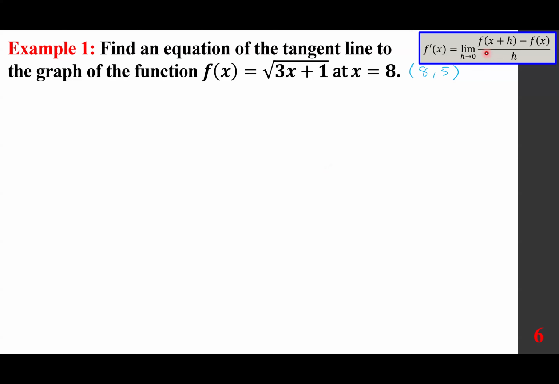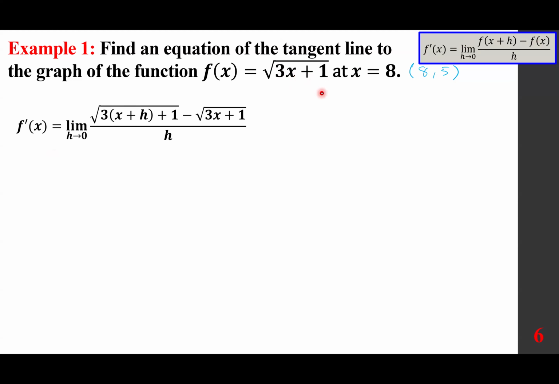So following that, we are going to write f prime of x is the limit as h approaches 0, fraction bar over h, what is f of x plus h? Square root of 3 times the parentheses x plus h, plus 1, minus f of x. Just write this. We are going to evaluate this. If you plug in, you do get 0 over 0, which is indeterminate form.